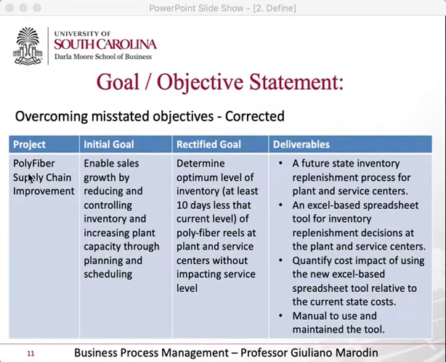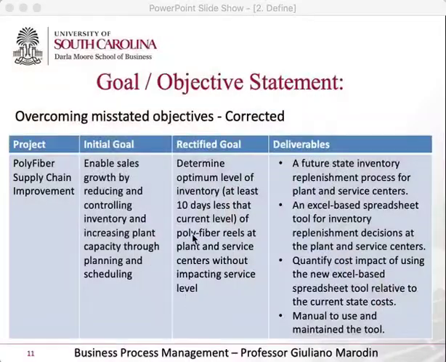There was a project about polyfiber supply chain improvement, and initially they wrote the goal as this: enable sales growth by reducing and controlling inventory and increasing plant capacity through production planning. Very beautiful, right? Gorgeous objective, but it's basically everything. Was that capacity and planning and sales, and what exactly am I going to save the company? What exactly are we going to do? So that was too vague, right? Too many things touched, too vague.